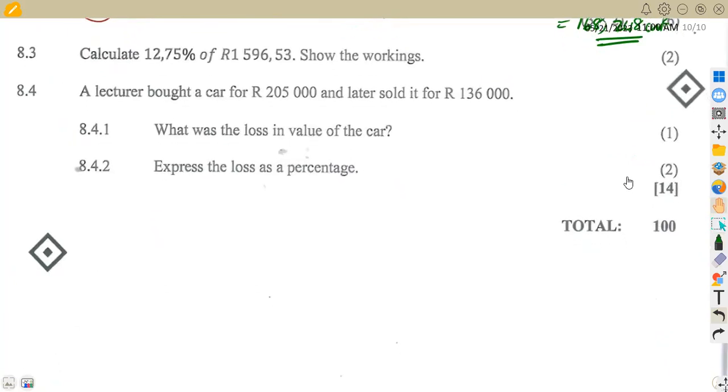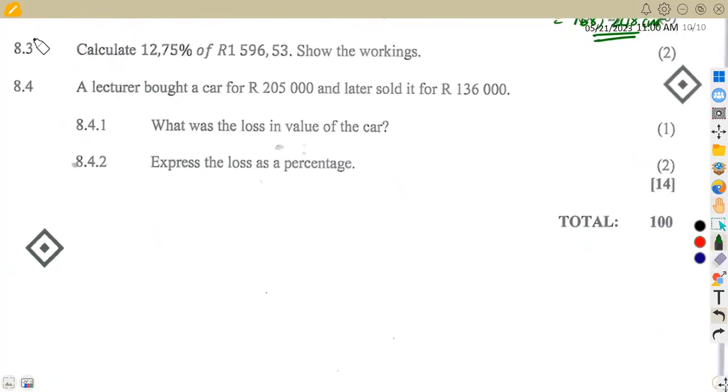On question 8.3, we are now given to calculate 12.75% of 1,596.53 rand. Show the working. So which working can we show here? Okay, to remove a percentage, remember, it's over 100. We can write it this way: 12.75 over 100 to remove the percentage.